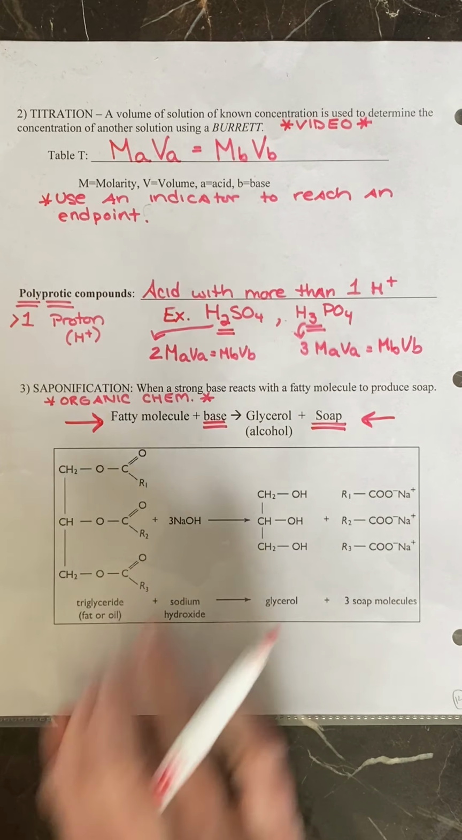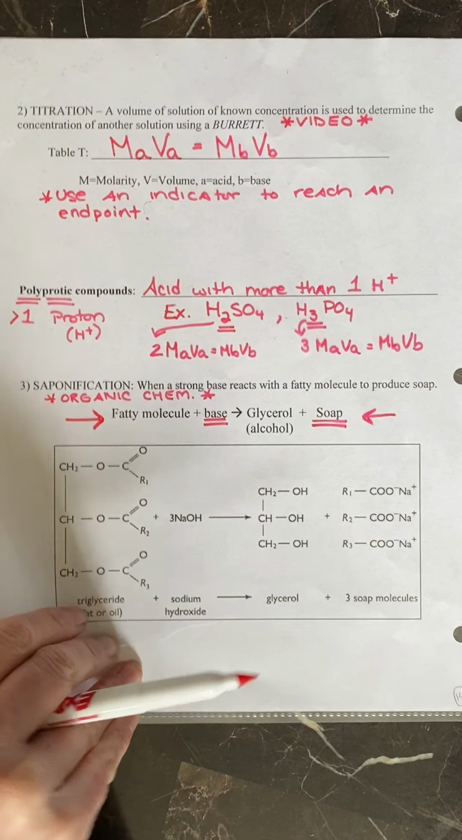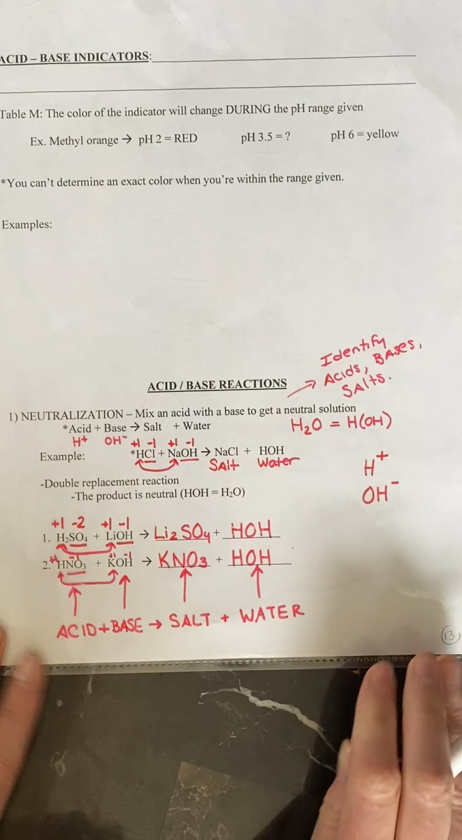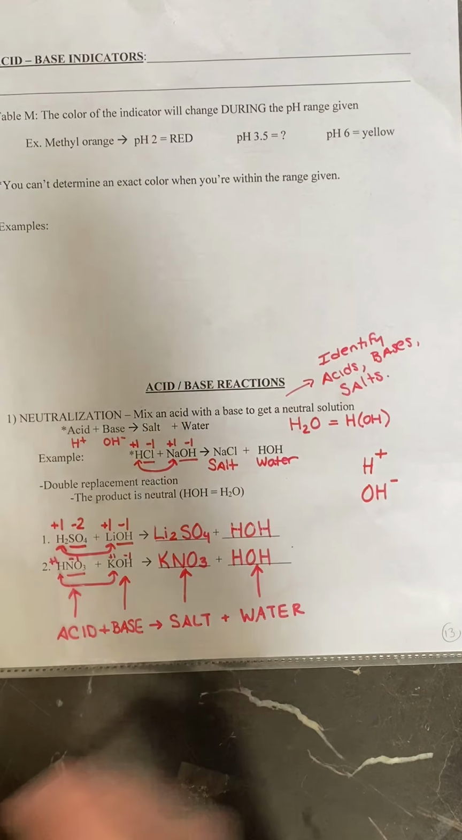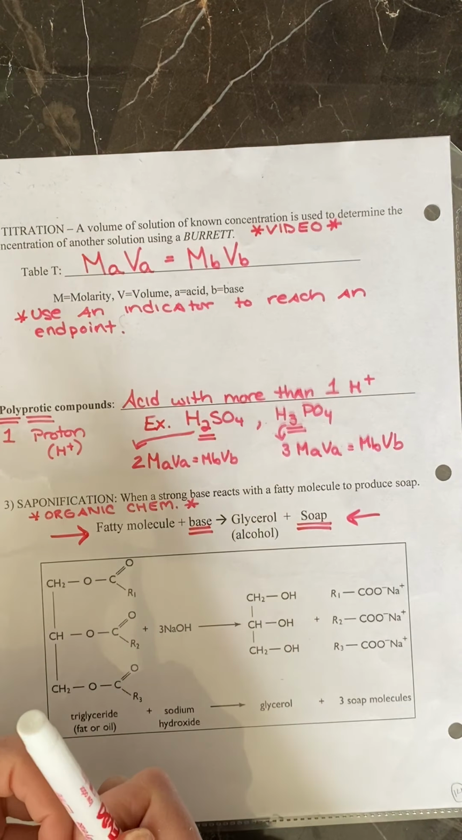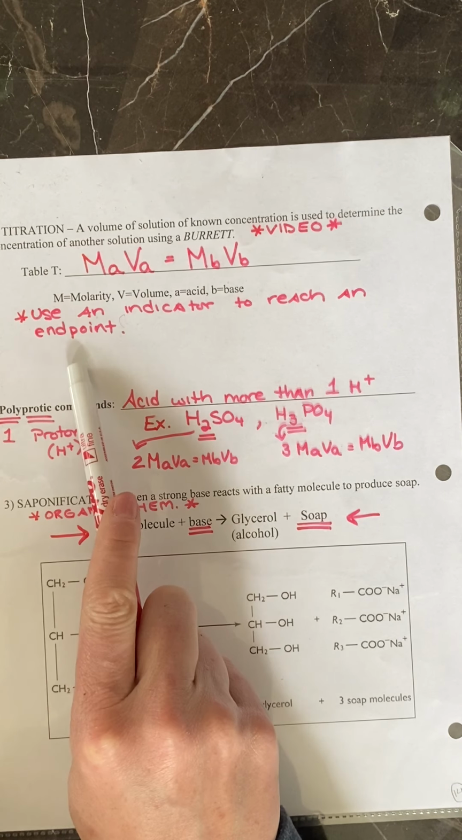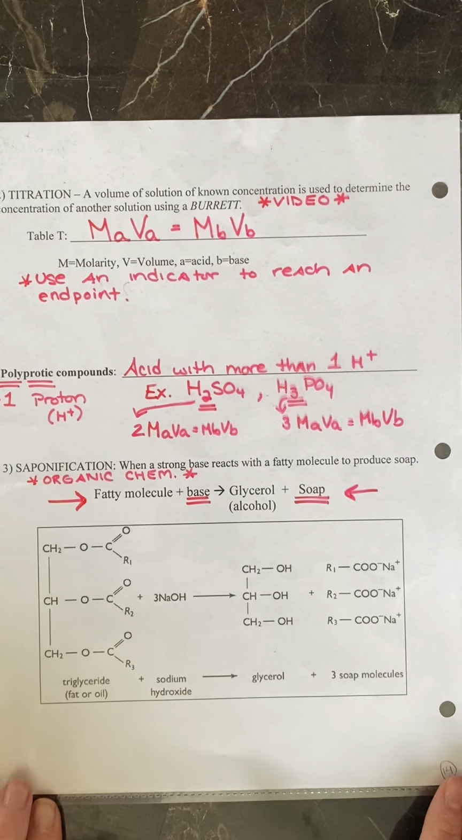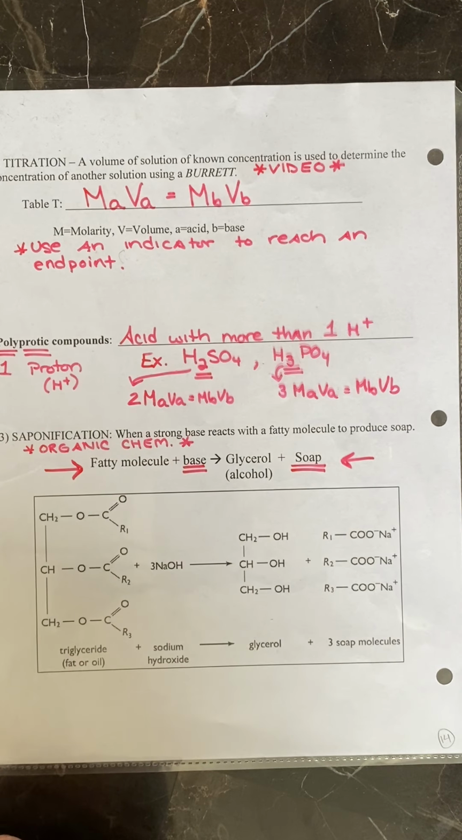Those are your 3 acid-base reactions. We have our neutralization: acid plus base produces salt and water. We have titration, which is an acid plus a base added together to reach what's called the endpoint, and it's going to help you calculate an unknown concentration of either the acid or the base. And then we have our saponification, which is when we react a fatty molecule with a base and we produce soap. So that is wrapping up our acid-base topic.